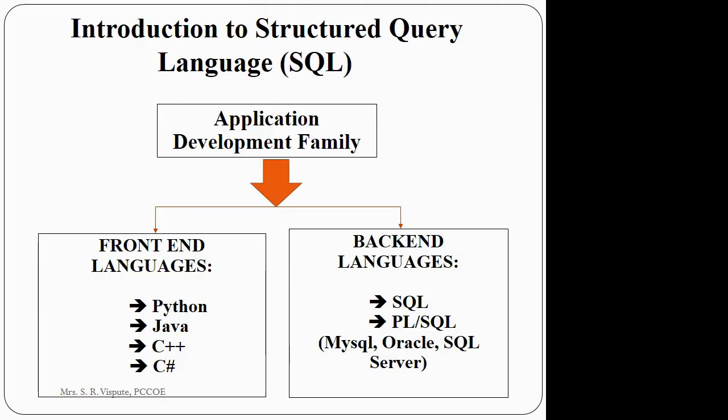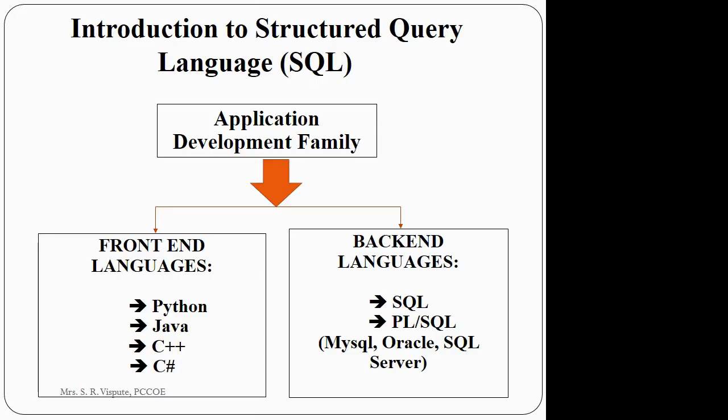Both types of languages are required to develop an application. Front-end languages help you write server-side scripting, design forms, and design the graphical user interface for your application, but back-end languages are used for designing the database. Backend activities happen in the background, and end users are totally unaware of them.